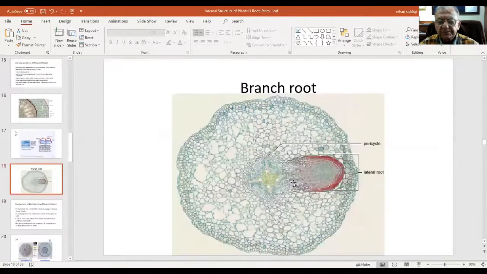This one shows the origin of branch root. I told you that pericycle becomes meristematic, and this lateral root comes out from the pericycle. This is what it is. If you have carrots at home, you can cut a section of carrot and you can see this branch root coming out from the pericycle.